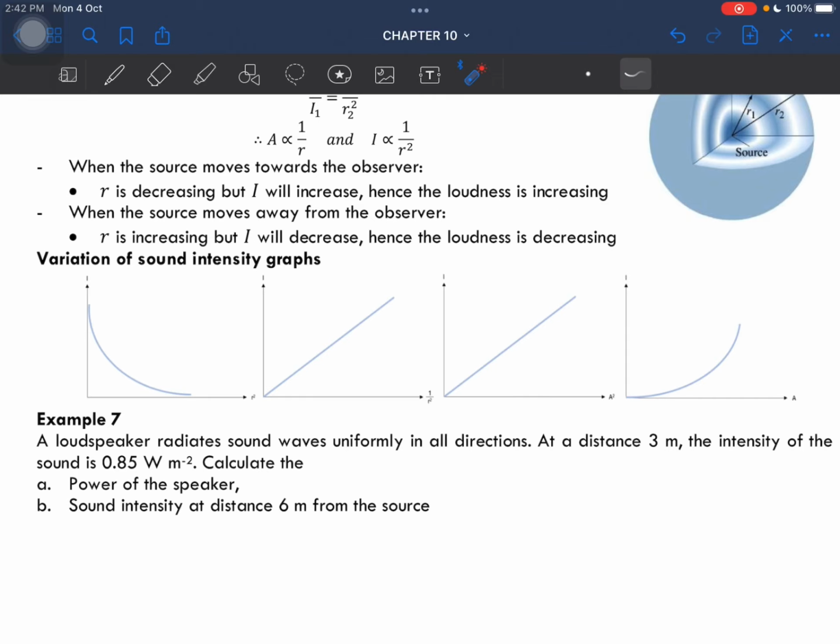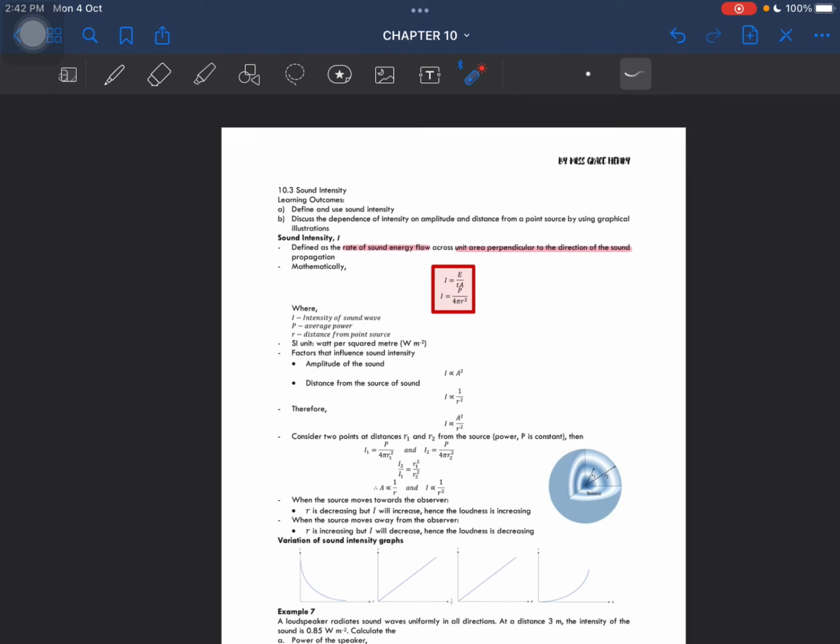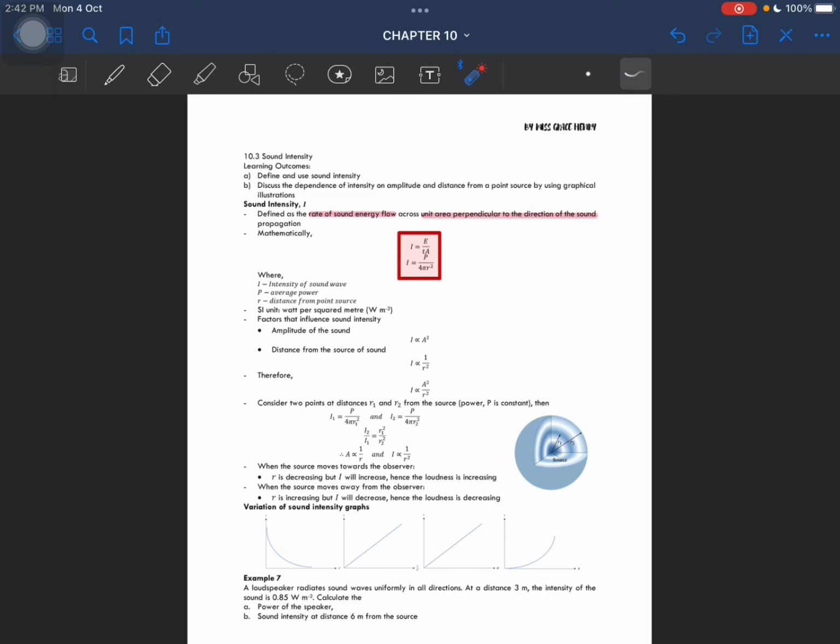Okay, and then intensity is, however, directly proportional to I1 over R square, and intensity is also directly proportional to the amplitude, and I is still proportional to the amplitude. This one is for the square root graph, I think. I'm not sure. Okay, but that is basically the theory part for sound intensity.